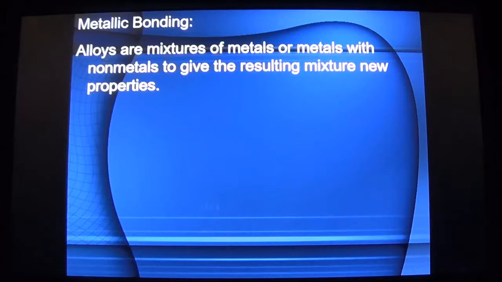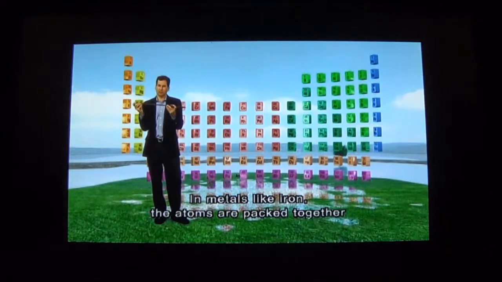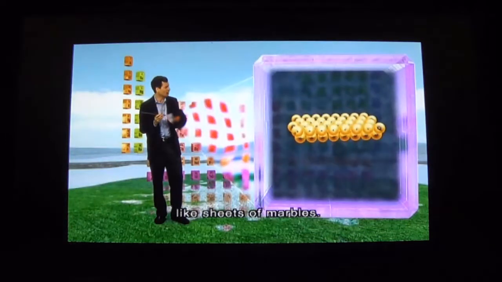Alloys are mixtures of metals, or metals with nonmetals. Mostly metals, okay, but you can mix in a few nonmetals and get some new properties. Pretty cool. And the new mixture has new properties. Where does steel's remarkable strength come from? In metals like iron, the atoms are packed together like sheets of marbles.